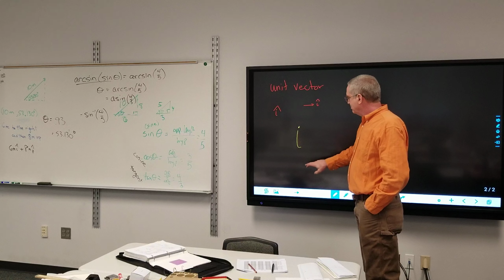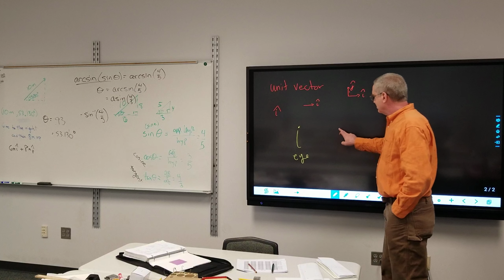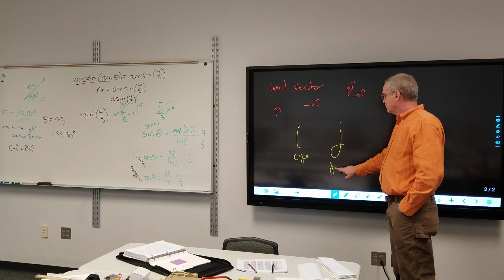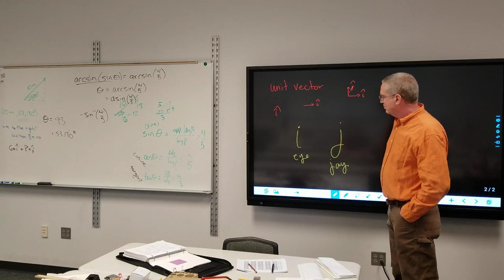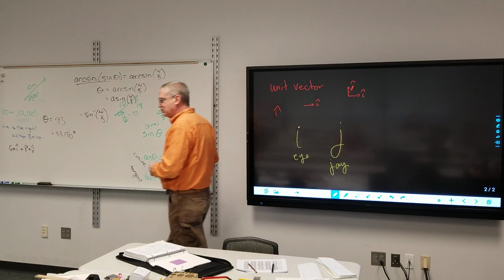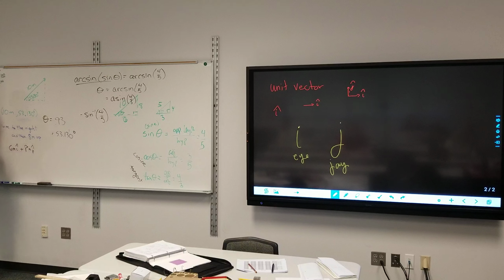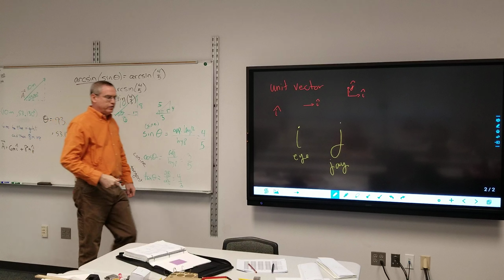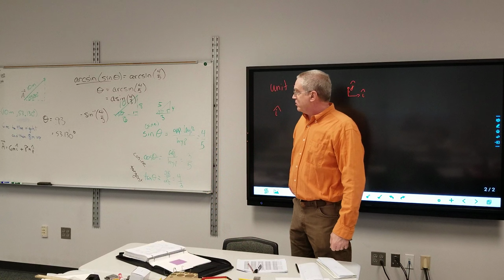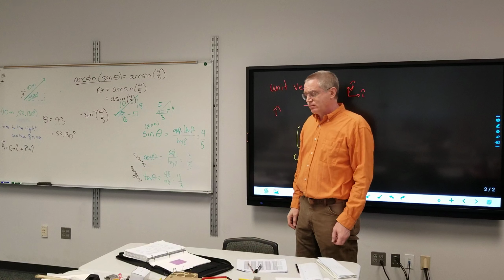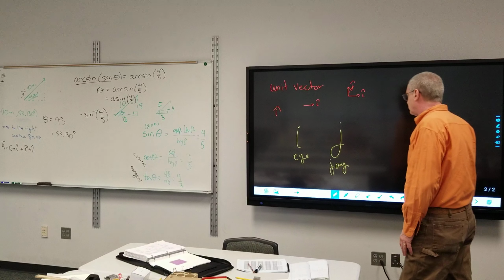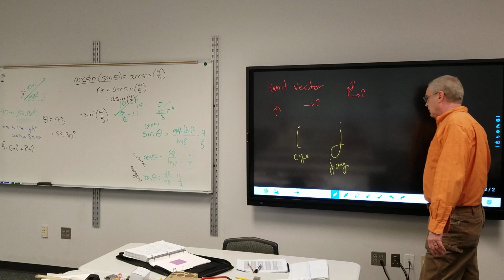I, J. Okay. So these three things would represent the same vector, so my vector here, I just call it A. And the form that you would use would be the one that's most convenient. Okay, questions?